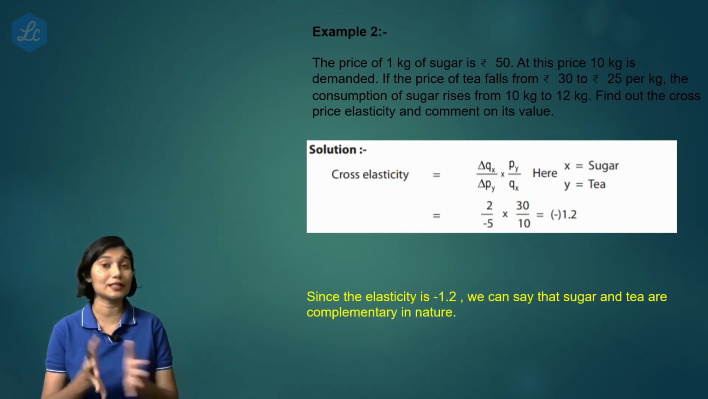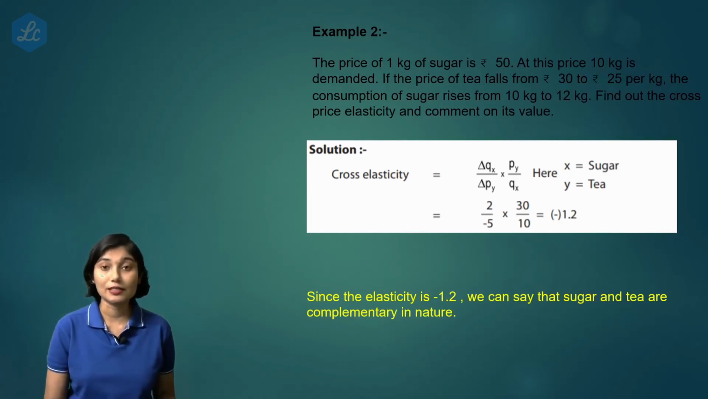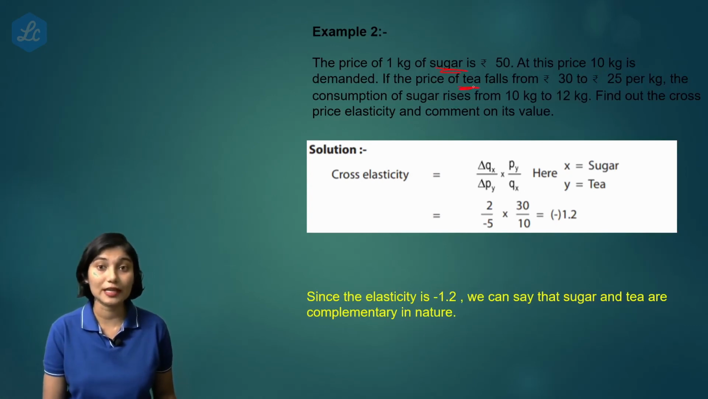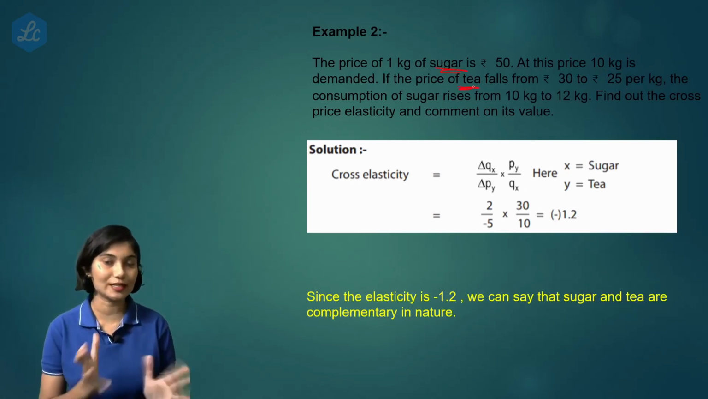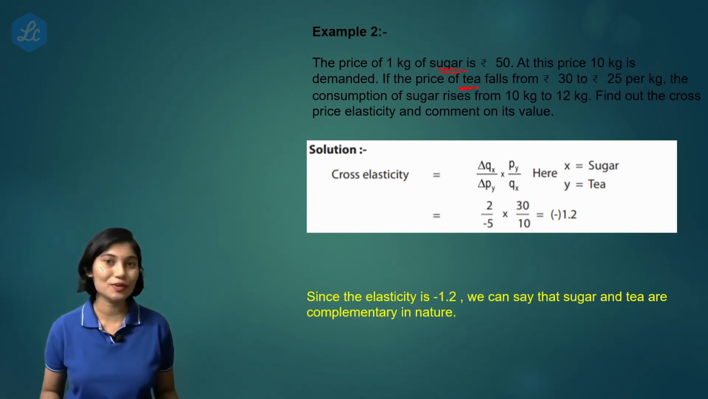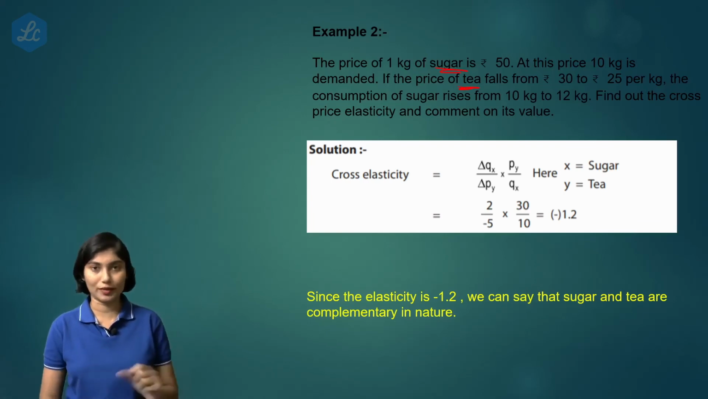Let us take another example. Let us consider sugar and tea. Now what are these goods, sugar and tea? Sugar and tea are complementary goods, right? They go together, right? So the more tea you consume, the more sugar you will put in it, that way. Okay.